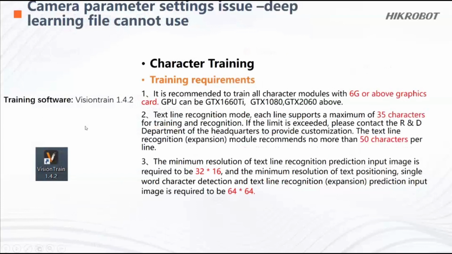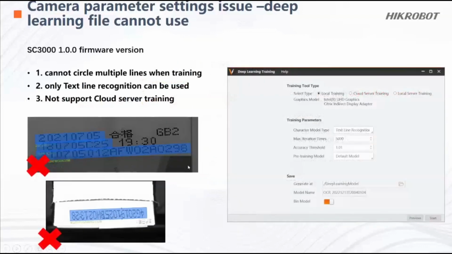Here is our training software, Vision Train 1.4.2. Most of you have already tried it. It requires a GPU, and needs the GPU to be over 1650. 30 series GPUs are also allowed, just make sure you have over 16 GB of GPU memory. And when you're training, there will be differences in the training parameters.